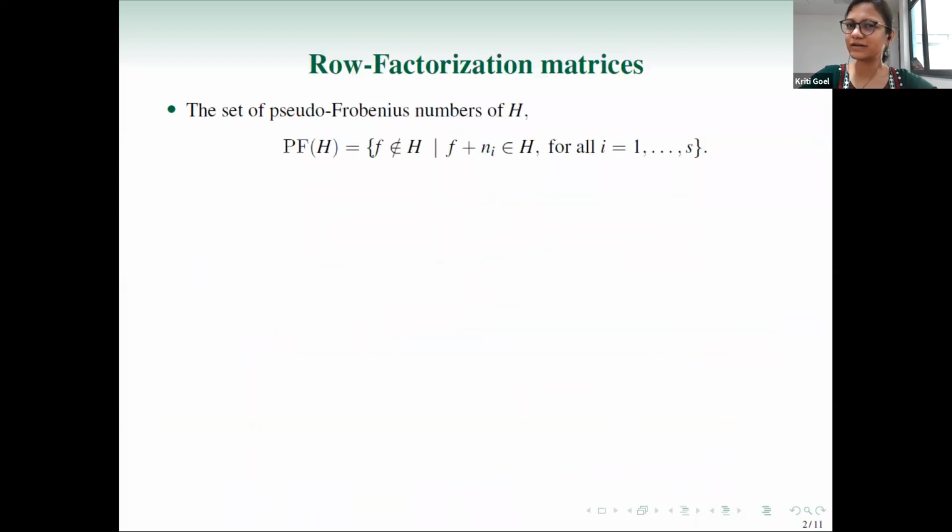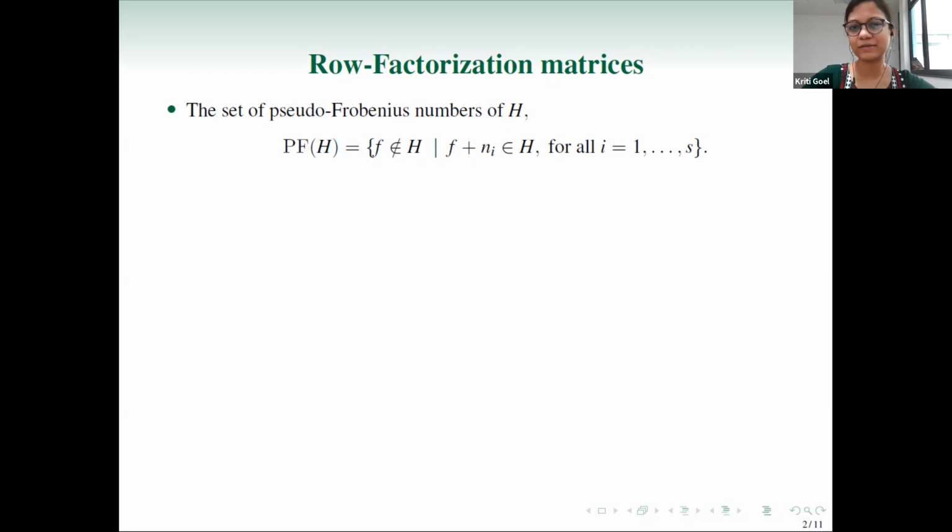The other equivalent way of defining pseudo-Frobenius numbers is the following. Of course, we pick these elements from the gap set, but equivalently, one can define them this way: we have this element f from the gap set which satisfies the property that f plus any of the generators of the numerical semigroup should be an element of the numerical semigroup. So instead of imposing this condition on every non-zero element, it's equivalent to have this condition on the entire generating set of the numerical semigroup.